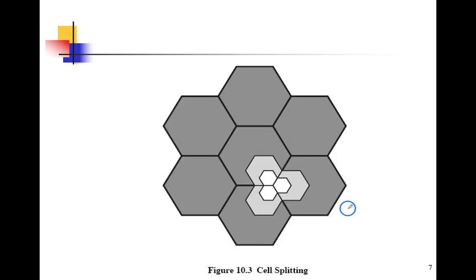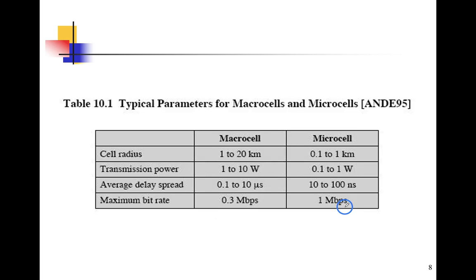So this is an example of cell splitting. You split the cell into smaller ones. So this is the bigger cell, and then you can see you split it into smaller ones. Okay, this is the typical parameter for macro and microcell, from 1995. So if you look at the macro cell, what's the cell radius? Bigger, 1 to 20 kilometers.